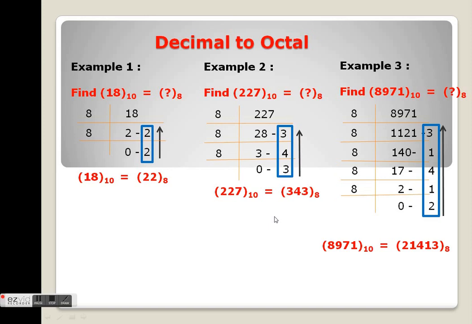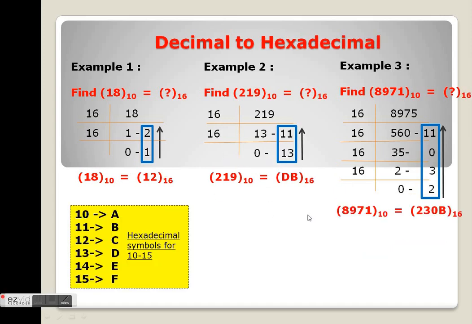Similarly, you can check another example. Here we have converted the decimal number 8971 into its octal form, and the octal number we obtained in this case is 21413. Students, let's now understand how we can convert decimal numbers into their hexadecimal equivalent.